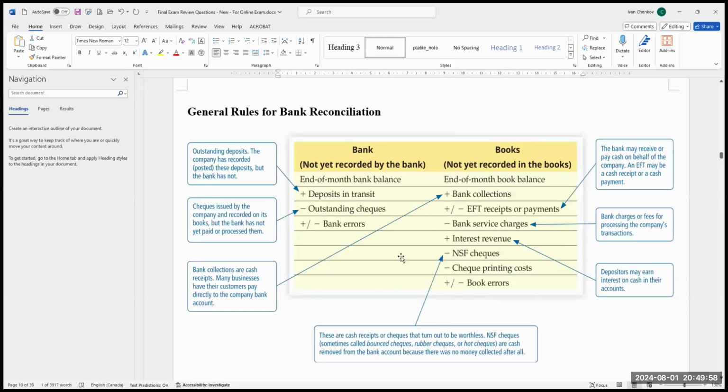That's the question that's gonna come from chapter 7. There will be one more question from chapter 7. We're gonna see it at the very end. That's related to the petty cash.